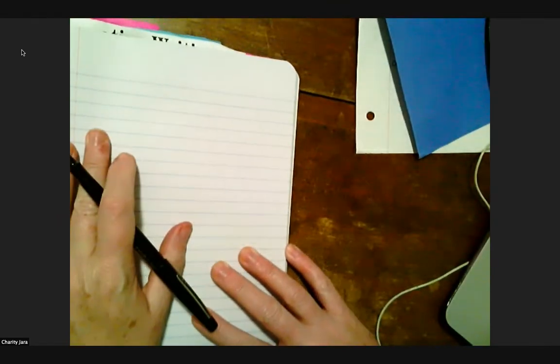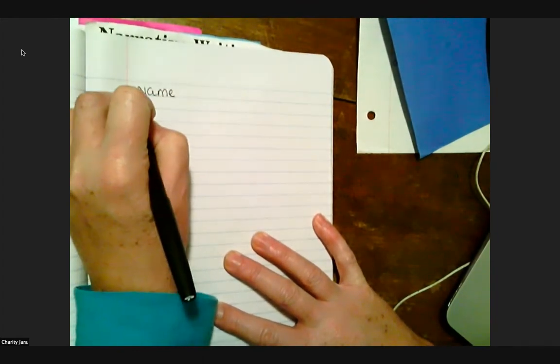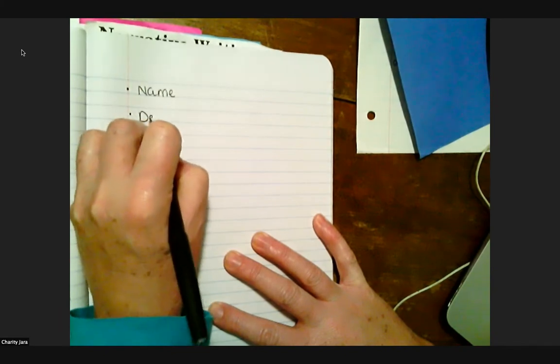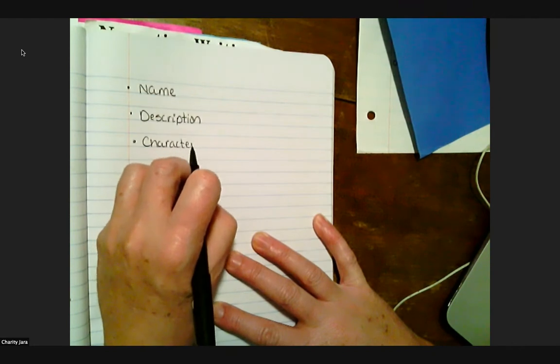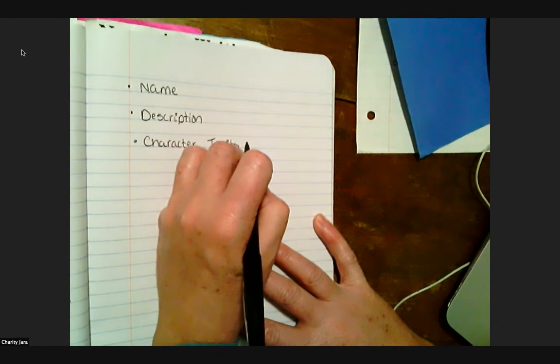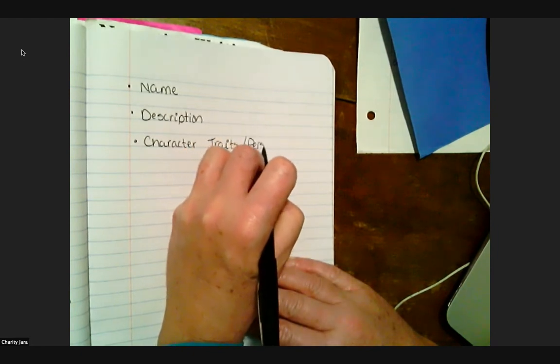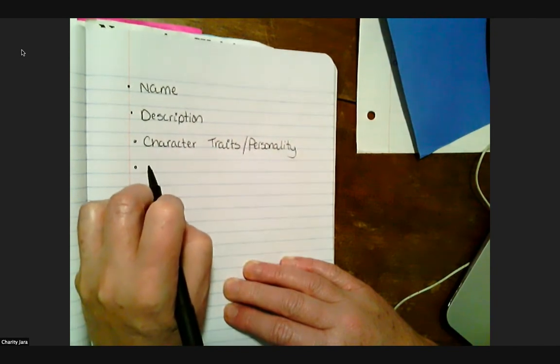So I'm going to make a list of everything you need in your story. And if you want to write this in your notebook and then fill it out with your ideas, you can. So you need a name for your snow person. You need a description for your snow person. You need to tell us maybe some character traits or your snow person's personality. Okay. You need to describe the action of your story.